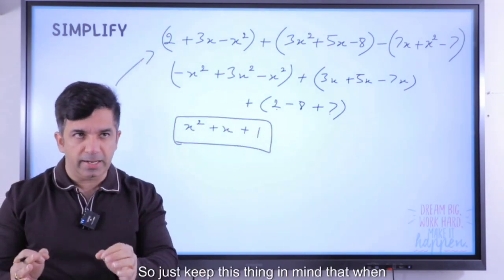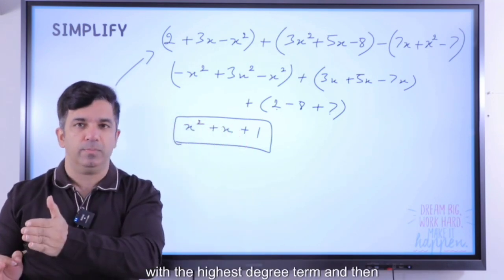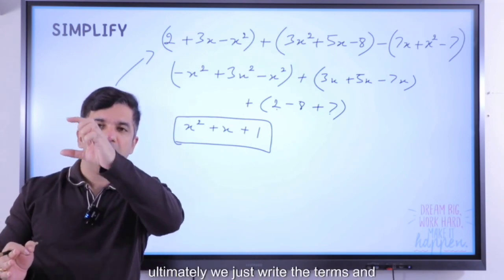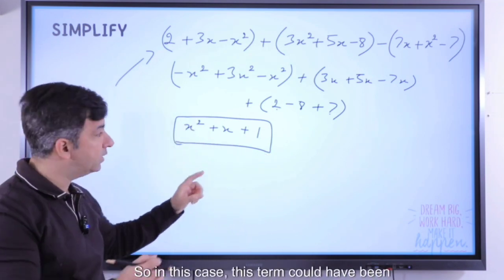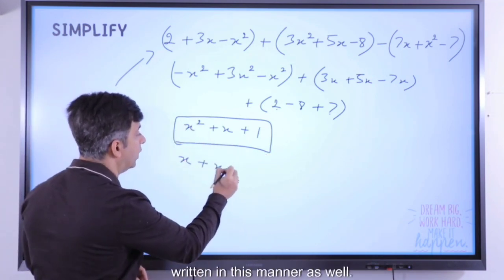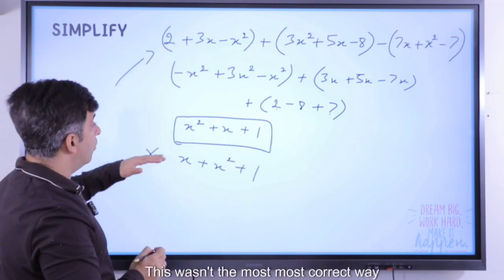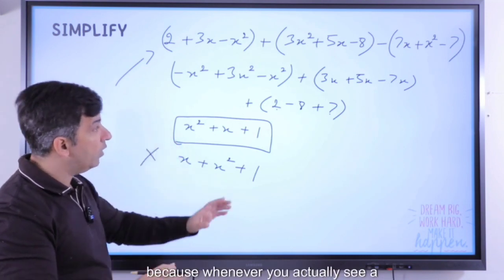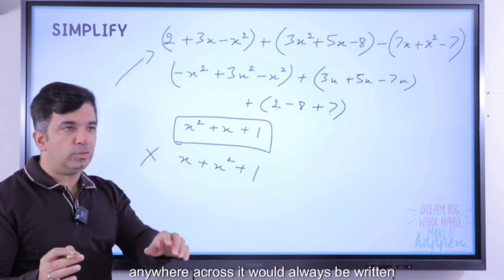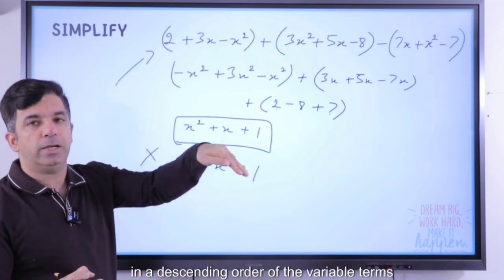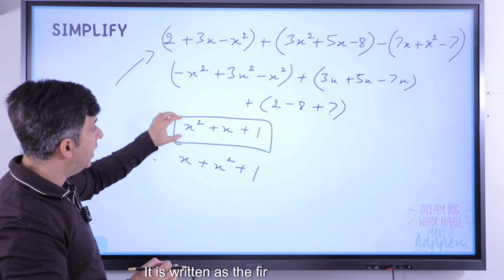Just keep this in mind: when we write a polynomial completely, we start with the highest degree term, and then we write the terms in decreasing order of degree, in decreasing order of powers. In this case, this term could have been written in this manner as well, but that wasn't the most correct way, because whenever you see a polynomial in any book or anywhere, it would always be written in descending order of the variable powers. Here, the highest power term was x square, and it is written as the first term.